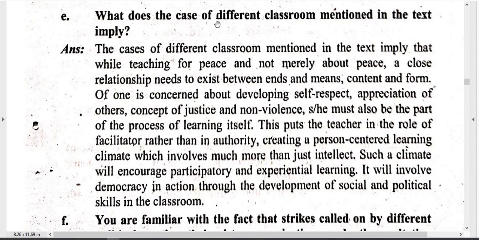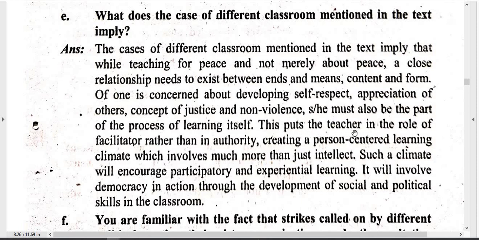What does the case of different classroom mentioned in the text imply? The cases of different classroom mentioned in the text imply that while teaching for peace and not merely about peace, a close relationship needs to exist between ends and means, content and form. If one is concerned about developing self-respect, appreciation of others, concept of justice and non-violence, she or he must also be the part of the process of learning itself.